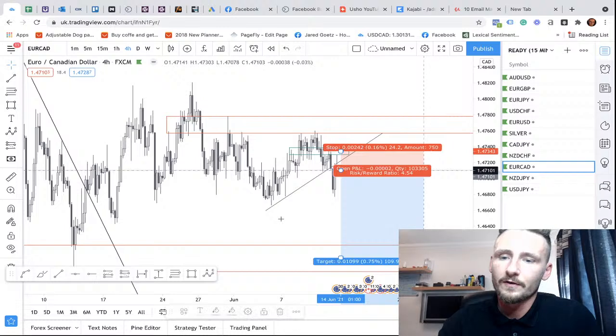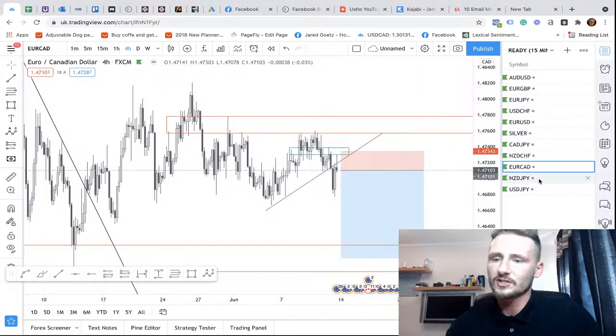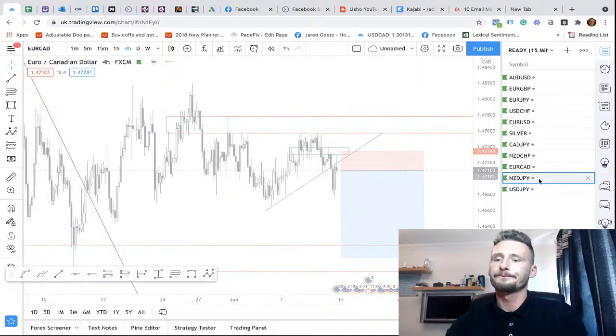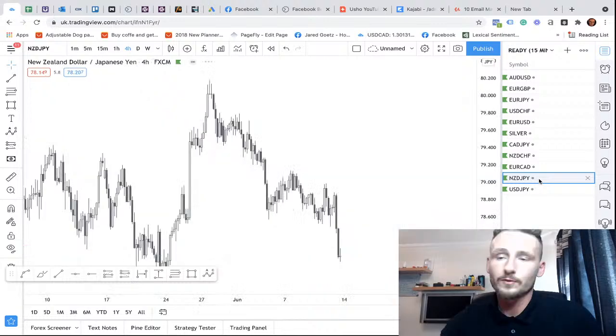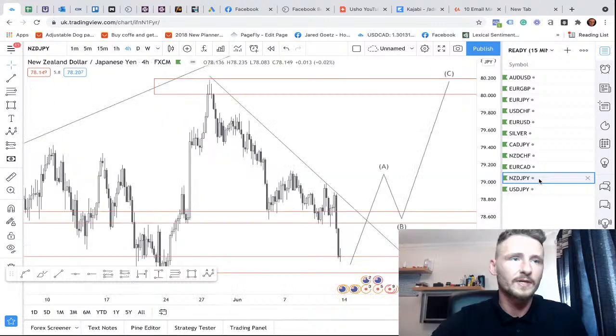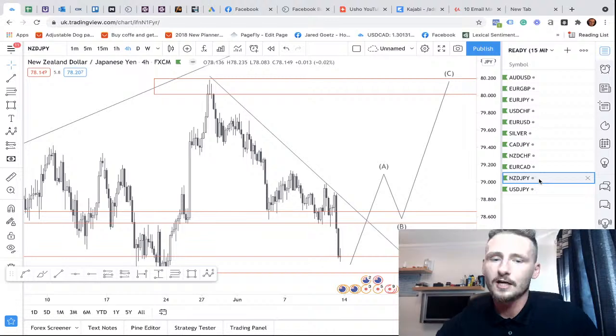for selling positions. Now NZD-JPY, this will be the last one. We're just going to go over the ones that are ready to enter this week. We could go over the ones on our watch list as they come up. We might do another live on Wednesday, so we'll do the ready to enter ones on Sunday, and we'll do another live on Tuesday or Wednesday.